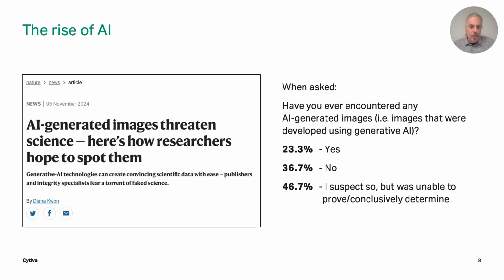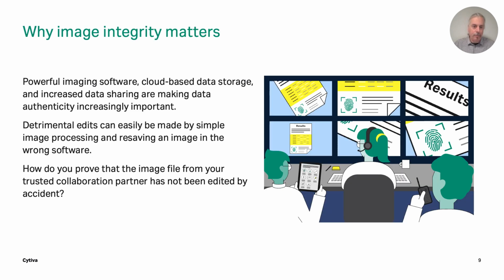And Nature conducted a survey where they asked a group of people if they thought they'd seen AI-generated images. About a quarter said yes, about a third said no, but then another half thought that they probably had, but weren't 100% sure. They definitely had that reason to doubt that something had gone on and maybe the images had been manipulated.